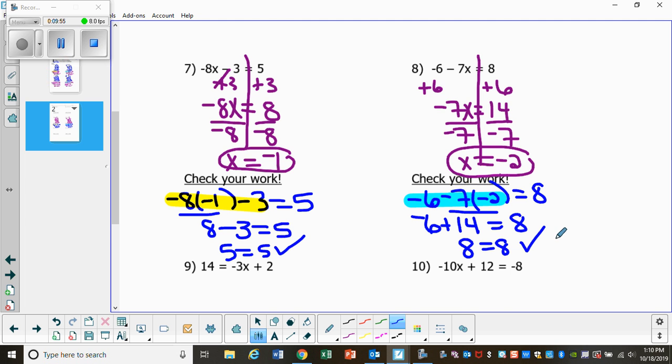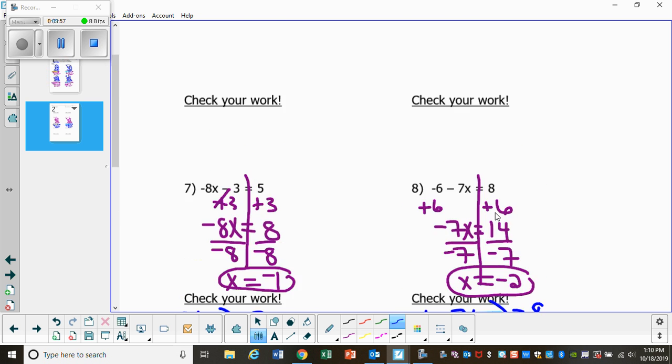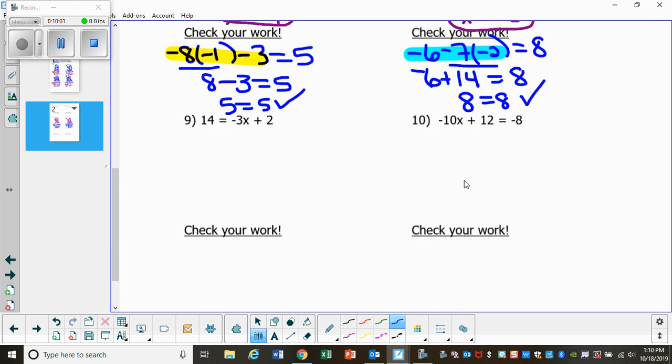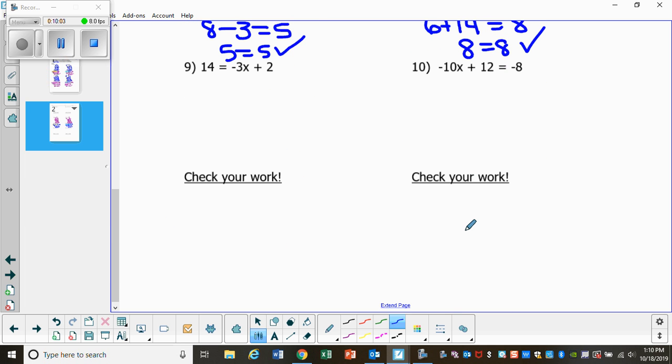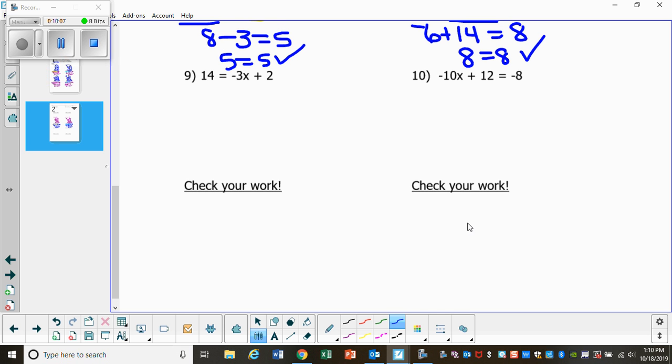Okay, so now what I want you to do is try 5 and 6 and 9 and 10 on your own. Don't forget to also attempt the check. That's a really good tool that you want to use so that you're always checking your work and you can do well in this unit. All right, good luck.